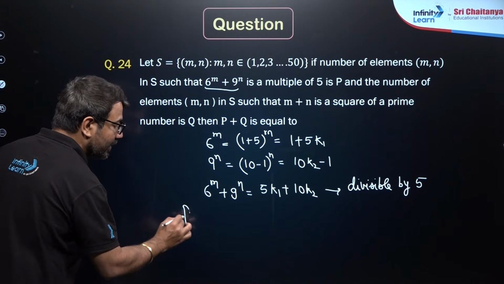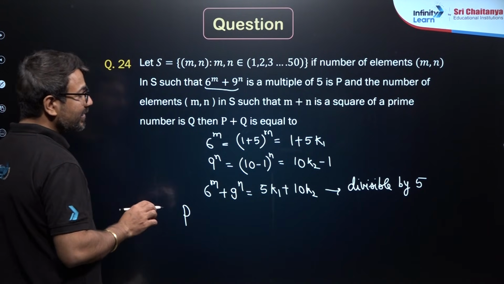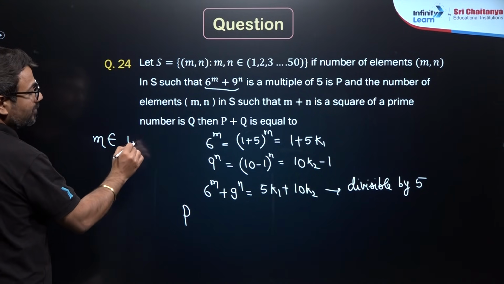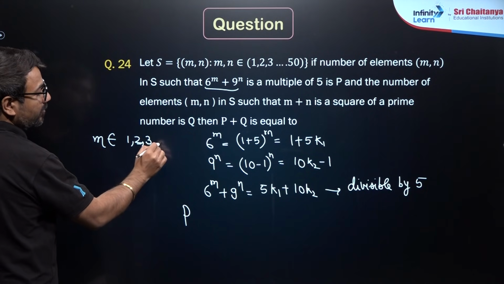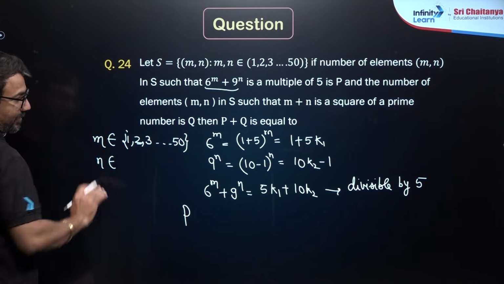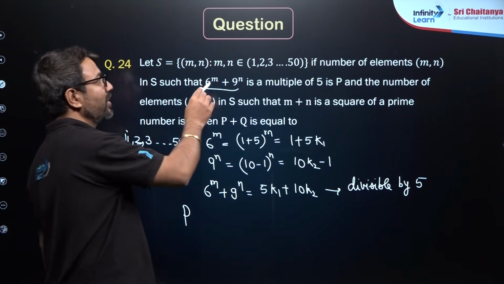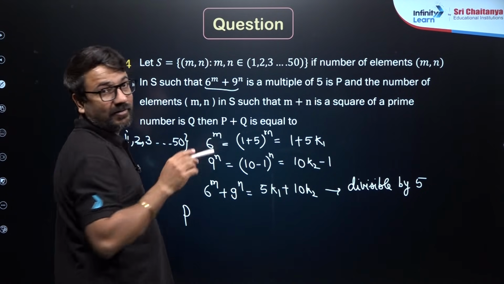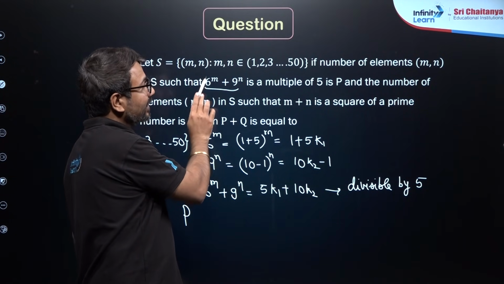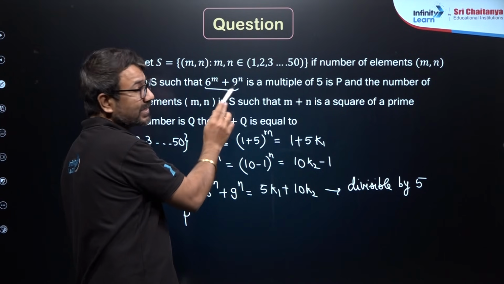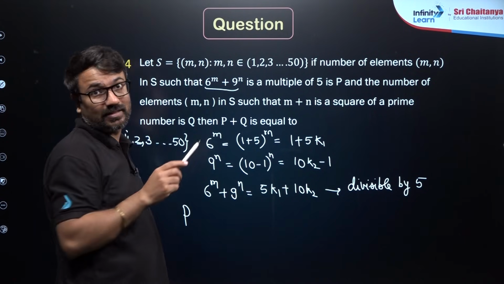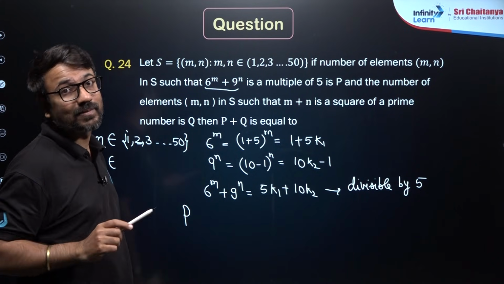So the value of P they are asking. So basically, my dear students, m can be any number from this set 1, 2, 3, 4 up till 50. And the value of n, my dear students, because we are adding it. So let's say 6 raised to the power 1 and then 9 raised to the power 1. So 6 plus 9 is making 15. But if you take 9 square, that will become 81. 81 plus 6, if you do, you will have 87 which is not divisible by 5.